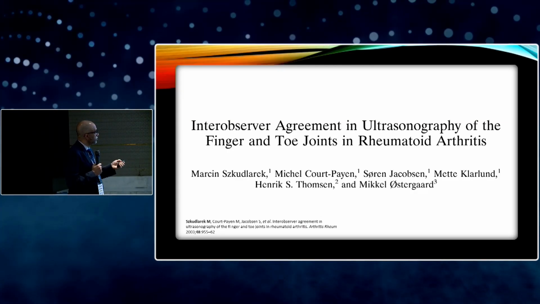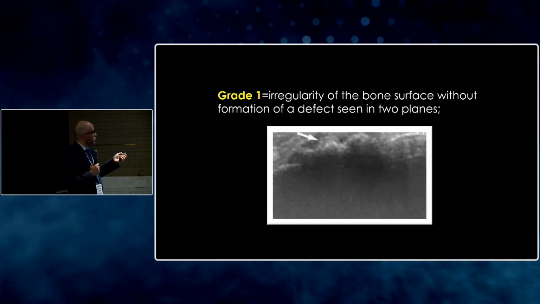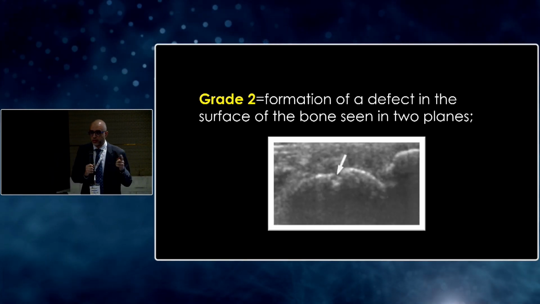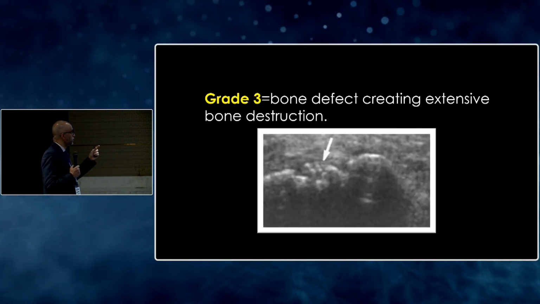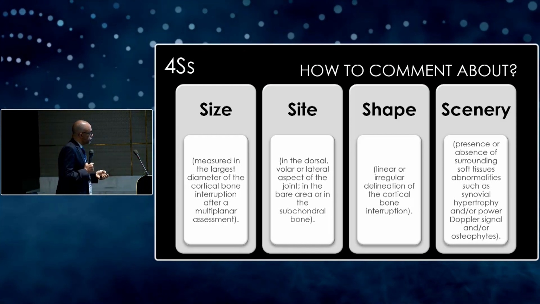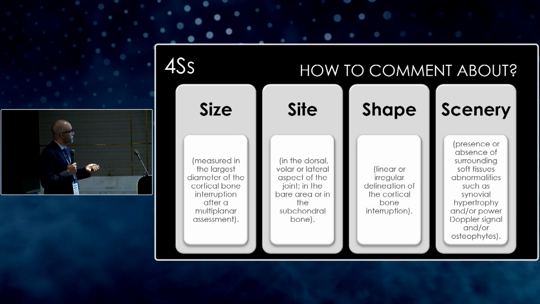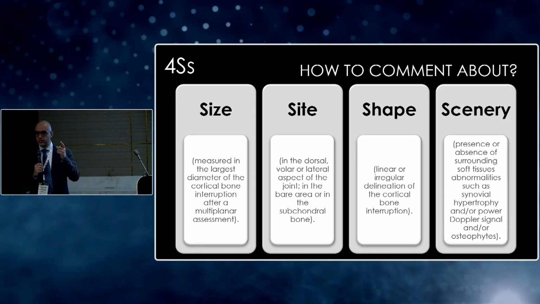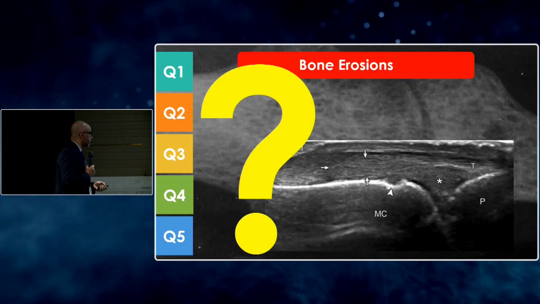I'll take you through the most important scoring system that I'm using from Scheuer, which represents the normal, the fine irregularities as part of grade 1, and the typical definition of grade 2 as a cortical break in two perpendicular planes, and the bone loss as grade 3 with a major defect. The description is important for you, as already in the initial part of the training, to cover the 4 S's: size, site, shape, and scenery. The most important is always to describe the scene around the bone irregularities, if there is inflammation, synovitis, or Doppler signal around.